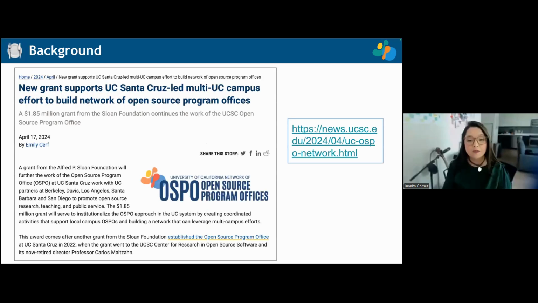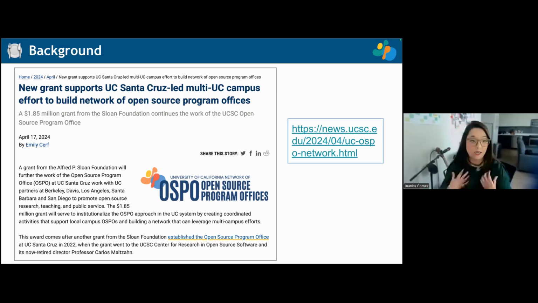So a little bit of background about this project. It started thanks to a Sloan Foundation grant that was given to the University of California system of OSPOs. So in 2024, we created this OSPO system between 6 different universities of California. The goal of this was basically to improve sustainability in open source academic projects and help with some of the gaps and pain points of open source within universities.